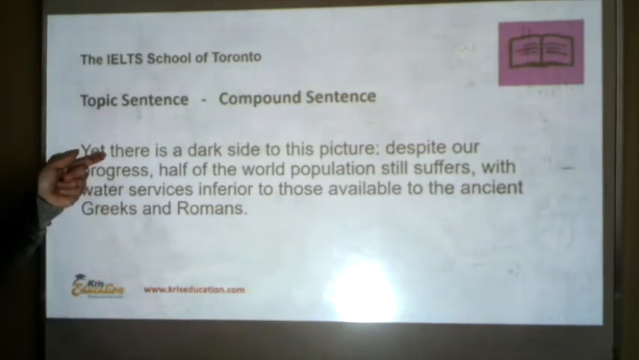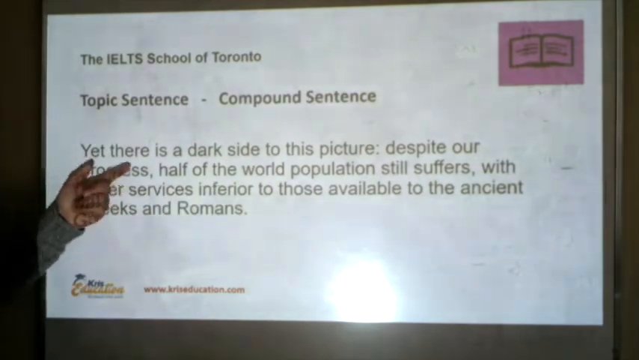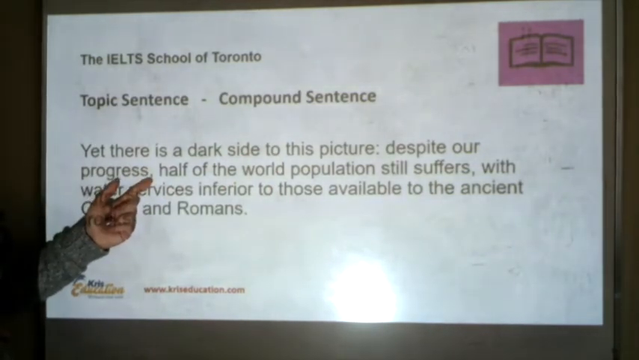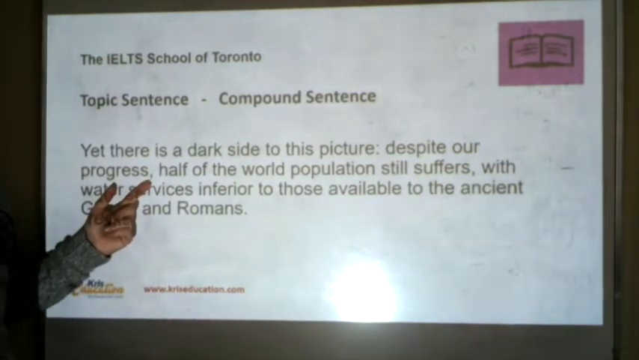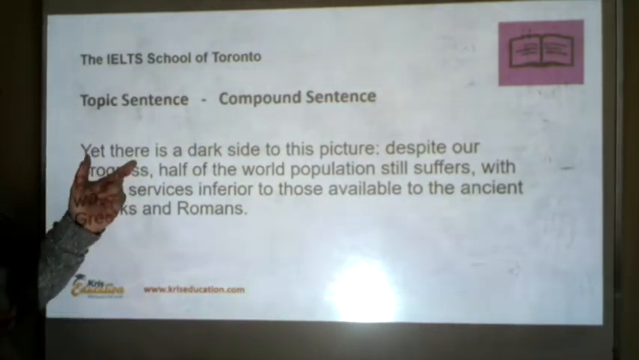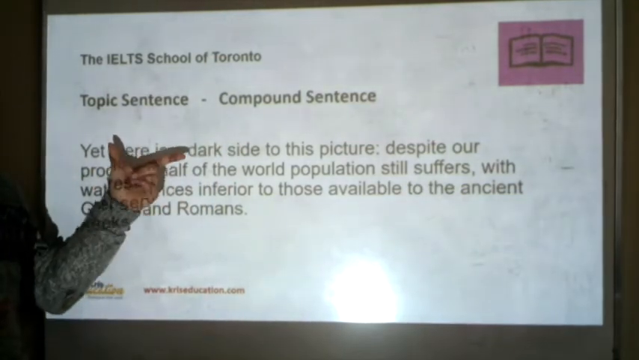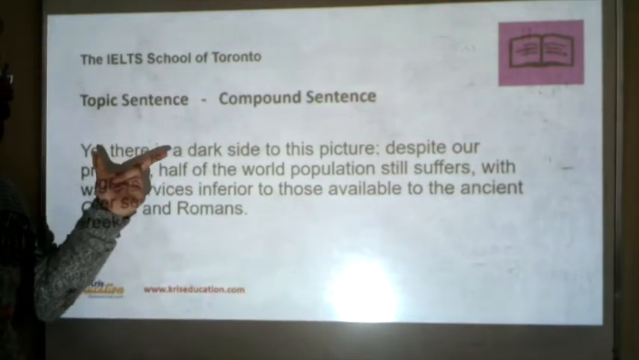So if you read this sentence, "Yet there is a dark side of this picture, despite our progress," this sentence does not carry meaning. This sentence is not full. You don't understand what this sentence says unless you read the next sentence. This is not the primary sentence. This is the secondary sentence.